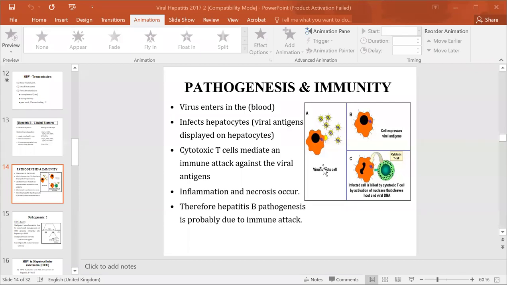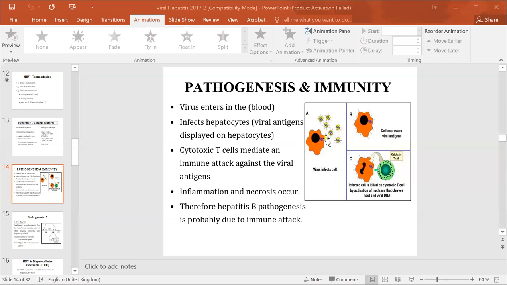But there are certain viruses that actually use your immunity to kill your cells. There are viruses that use your immunity to kill your own cells. So I hope you are looking at this diagram. This is a hepatocyte. Have a careful look at this cell. The cell membrane here is very smooth. It has a nucleus, and this is the cytoplasm.